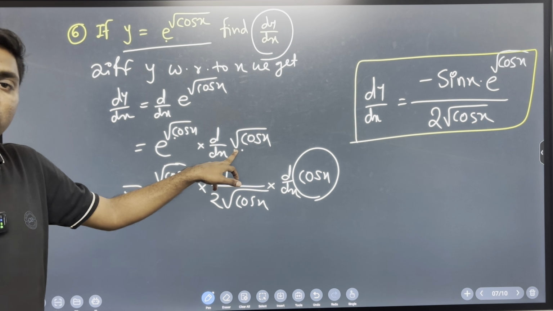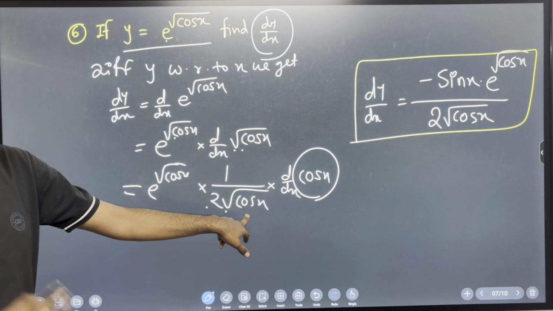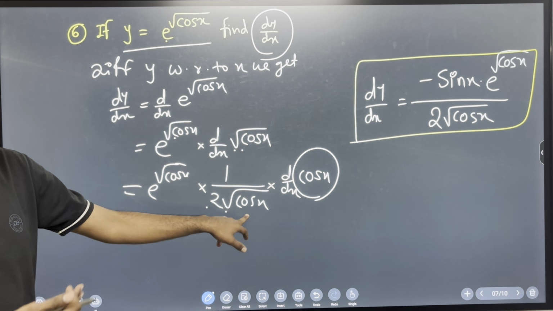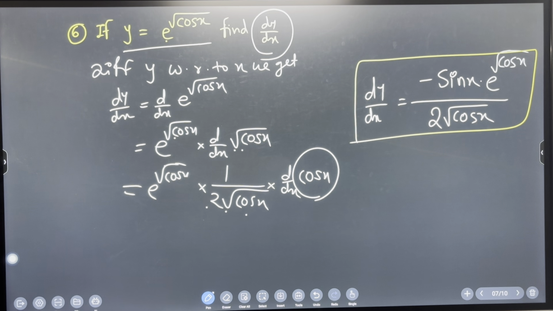So first is root. What is the derivative of root? That is 1 by 2 root. So 1 upon 2 root of that function, and it's again cos. So what is the derivative of cos? That is minus sin x. So in such a way we complete the given example.